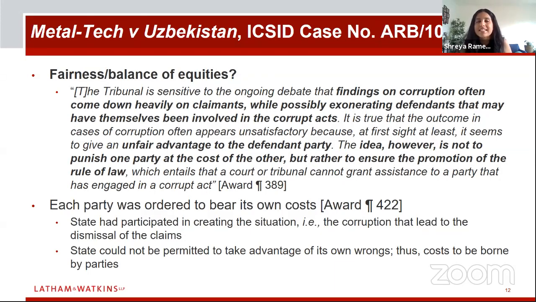But the tribunal did take account of Uzbekistan's role in the corruption itself by requiring each party to bear its own costs, because even though the claimants failed and the natural way forward would have been for costs to follow the consequences of the proceedings, the tribunal required Uzbekistan to bear its own costs, and that's the tribunal's way of balancing the equities to some extent.